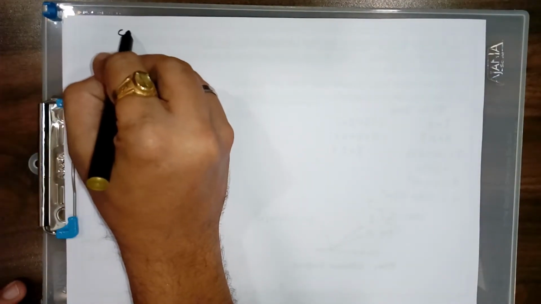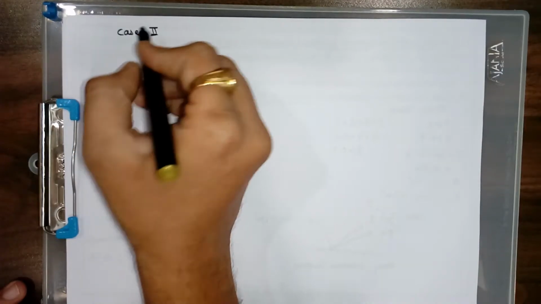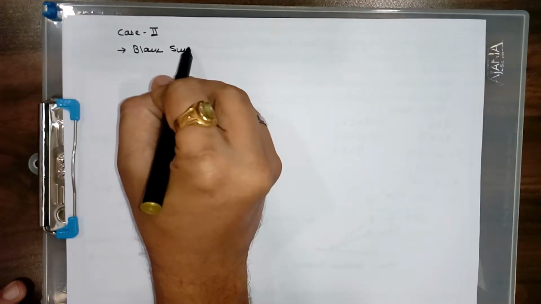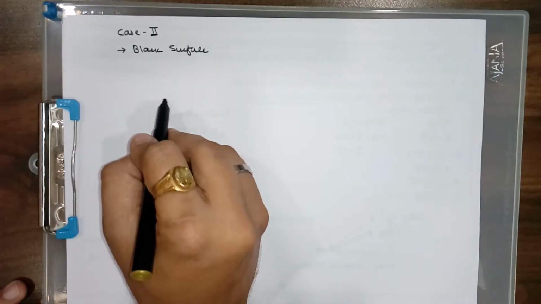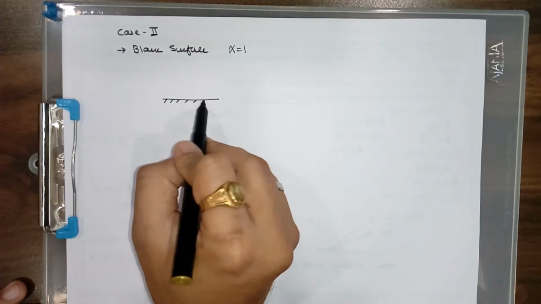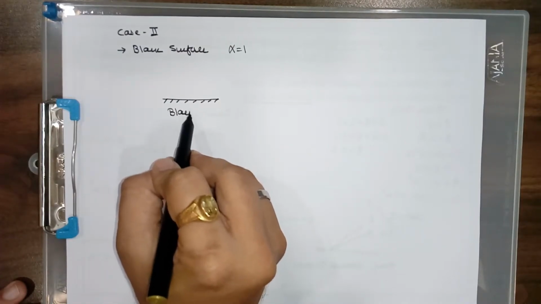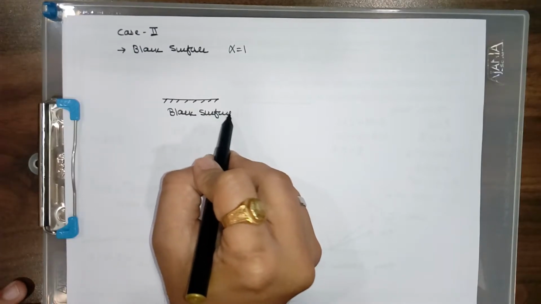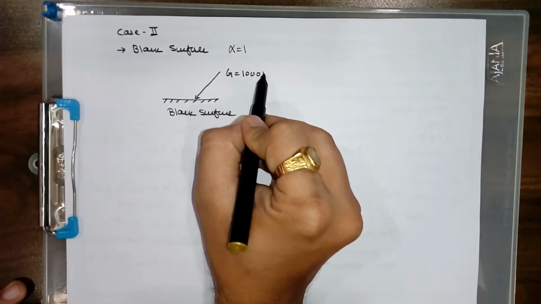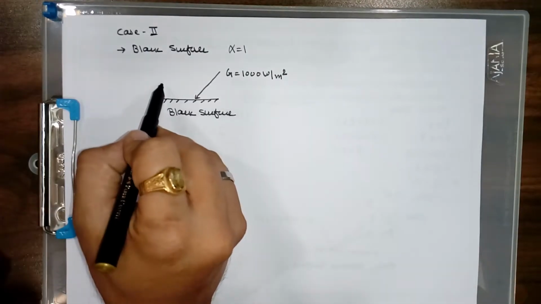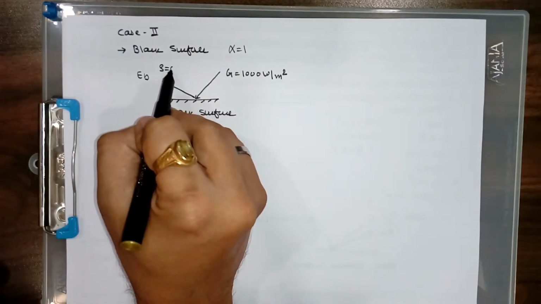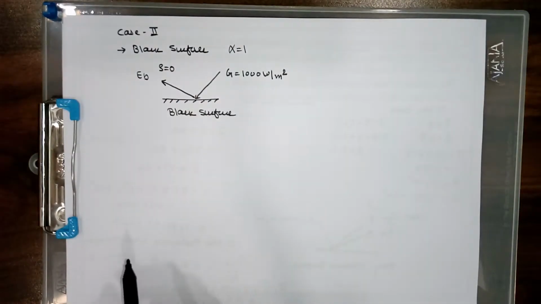Now for case 2. In case 2, we need to take the surface as a black surface. So for black surfaces, we know that alpha equals 1. This is a black surface. The incident radiation is the same, 1000 watt per meter square. The emissive power of the black surface is E_b, as well as rho equals 0, so there is no reflection from the incident radiation.